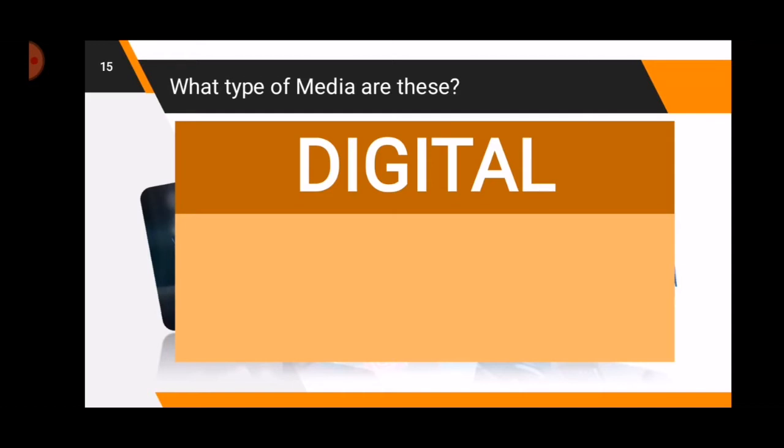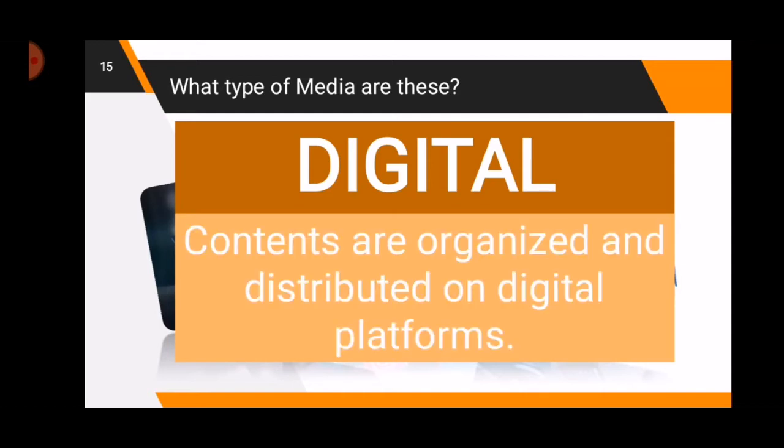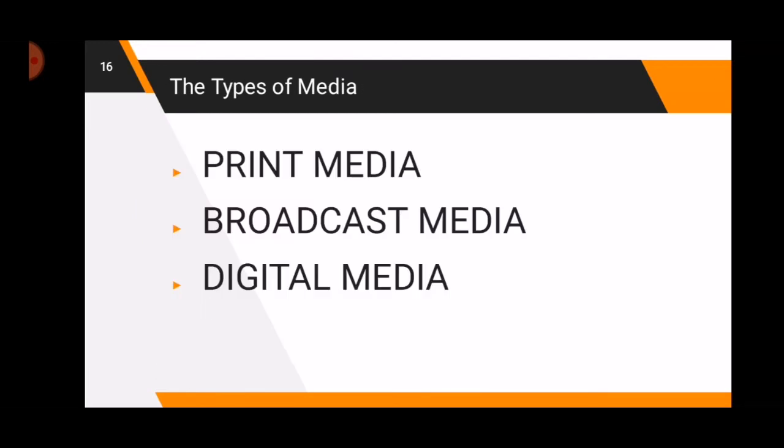So how do we define digital media? It is part of the digital media when contents are organized and distributed on digital platforms such as the social media and when we use the computer. So this is the third type of media. Again, the first type of media is print media. The second, broadcast media. And the third one is digital media.